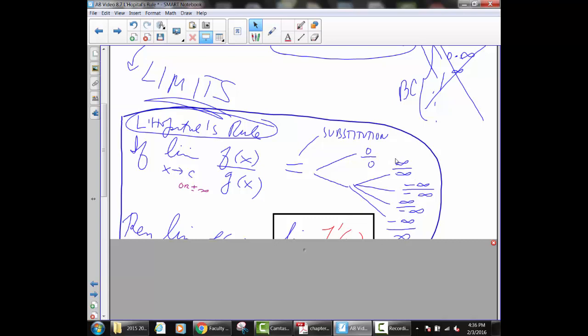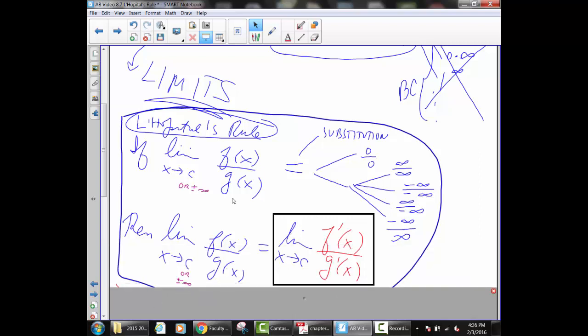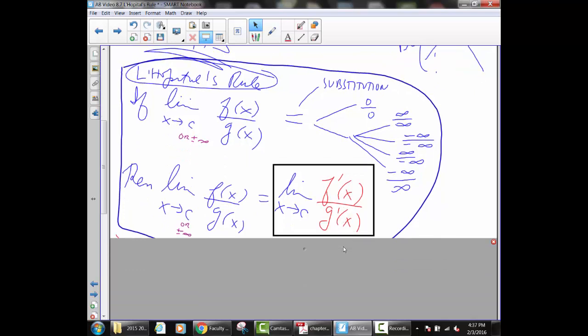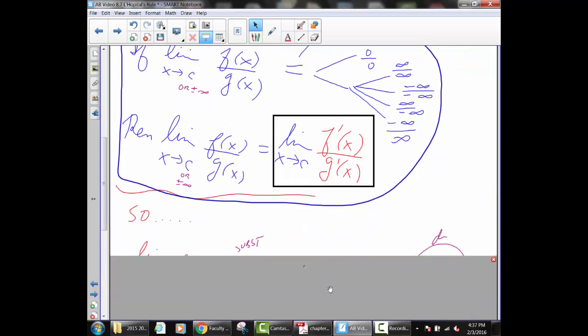If that's what you get, and only if that's what you get, then L'Hopital's rule says that the limit you had is equal to the limit as x approaches c of f prime of x over g prime of x. This is not the quotient rule. It's what everybody wishes the quotient rule was, but it is not the quotient rule. You're actually going to take the derivative of the numerator over the derivative of the denominator.